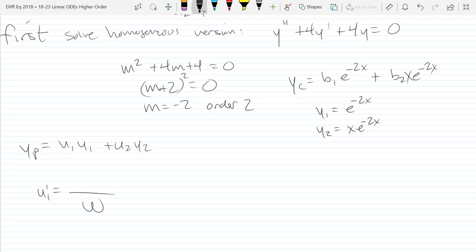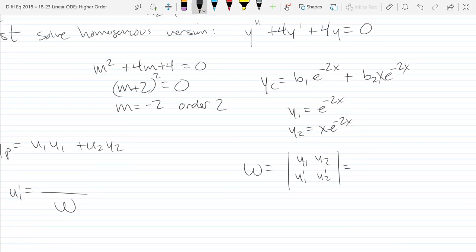We're using the Wronskian, which will be W. I'll write W out over here. It's the determinant of y1, y2, y1 prime, y2 prime. So there's y1 is e negative 2x, y2 x e to the negative 2x.